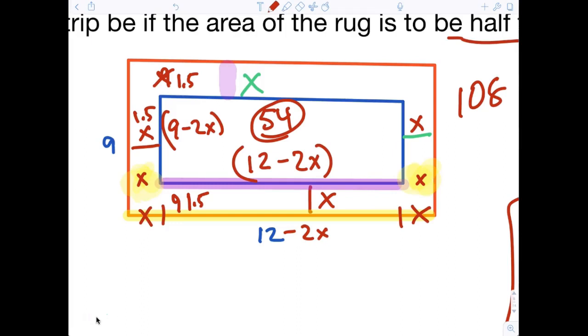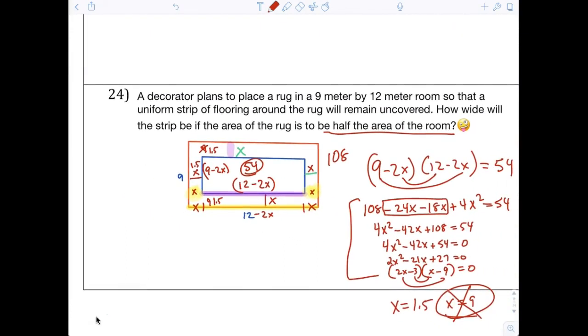All right, so the question says, what is the uniform strip? How wide will the strip be? We would say 1.5 meters. The width will be 1.5 meters. All right, again, that was tricky.